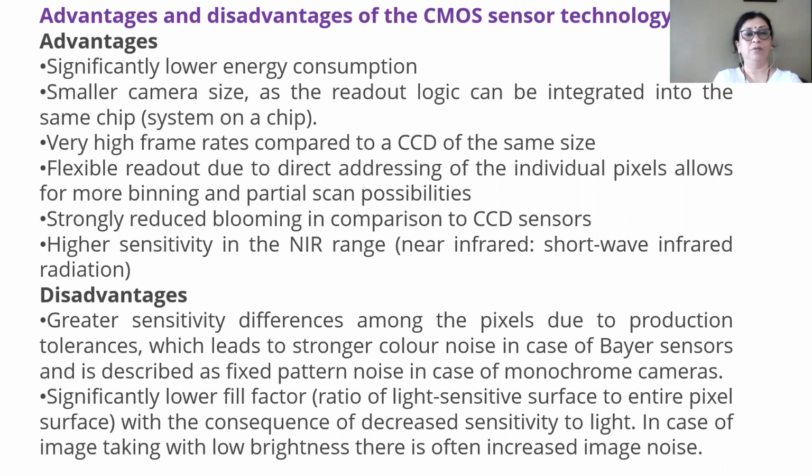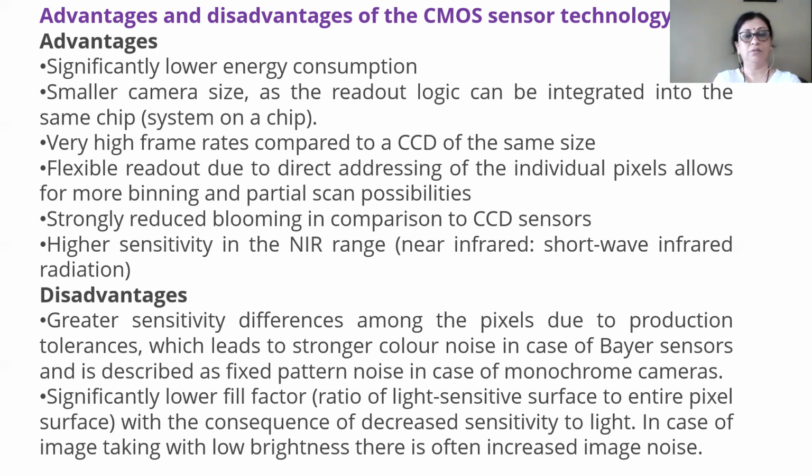The blooming effect which was present in CCD camera, or smearing effect which was present in a CCD camera due to motion of the charges, is reduced here because charge is not directly used. But it lacks sensitivity as compared to CCD. It has higher sensitivity in near infrared region. In the near infrared region it has the highest sensitivity, so you can use it for night vision.